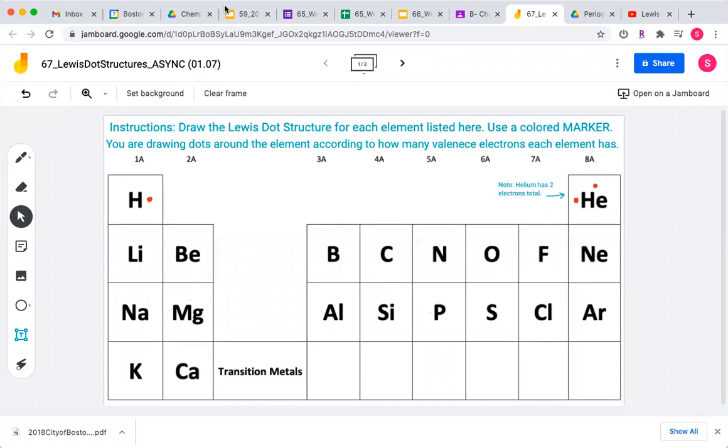Hi all, I'm gonna teach you guys how to do Lewis dot structures in this video.